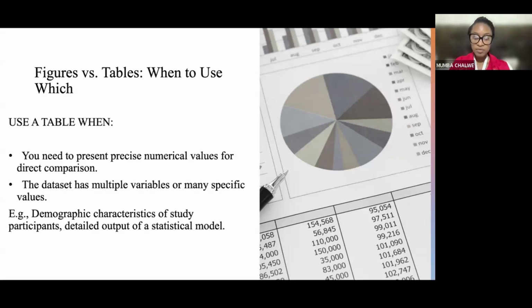If you need to present very precise, discrete numerical values, maybe for comparison, or demographic data, you want to put all the demographics in there. And alternatively, when you've got a data set that has many variables or very specific discrete values, then you use a table, not a pie chart for that. A pie chart, or a graph, is better when you are showing proportions or you are showing distributions, right?